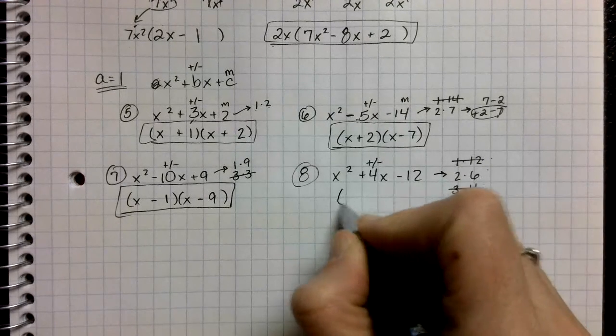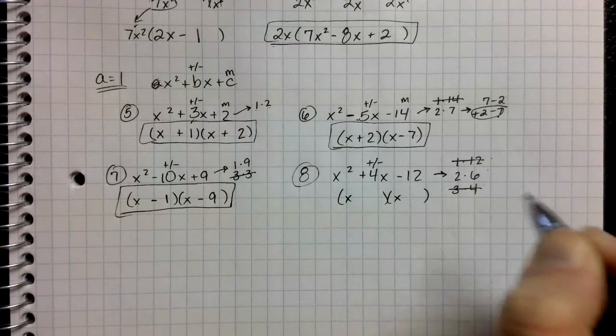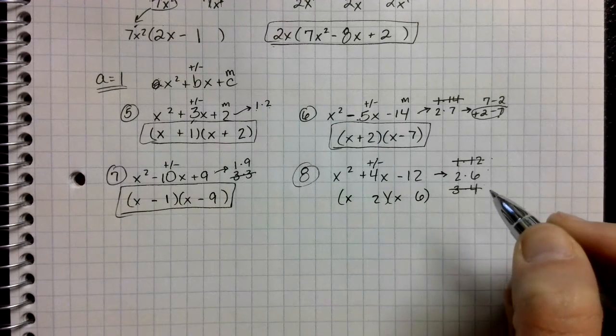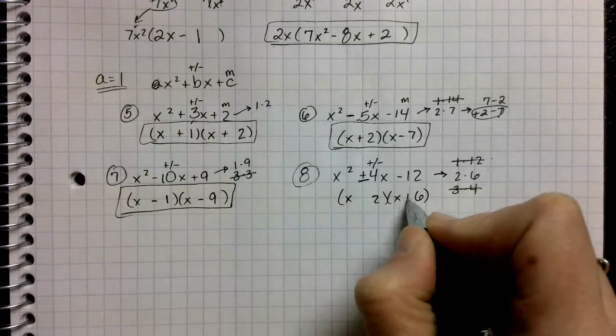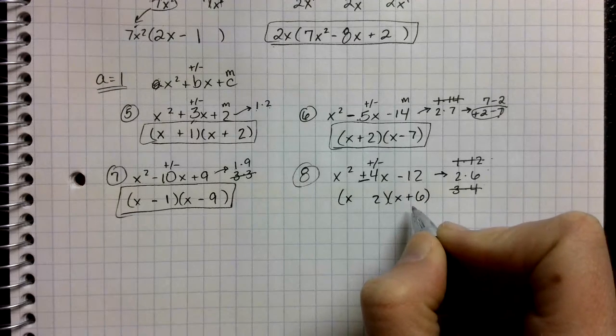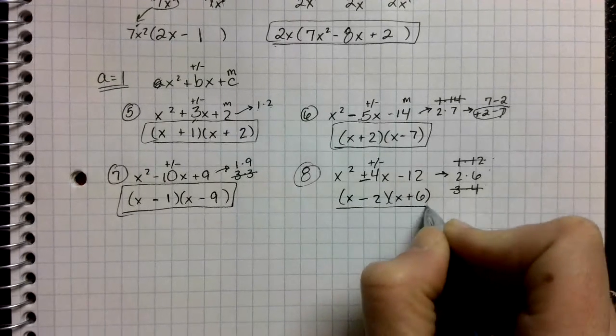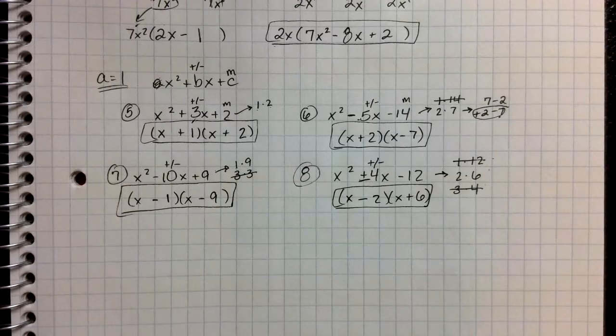So now to get positive 4, again, my rule of thumb is that the bigger number keeps the sign. So if I want it to be positive 4, then I put the plus with my bigger number. So I have x minus 2 and x plus 6.